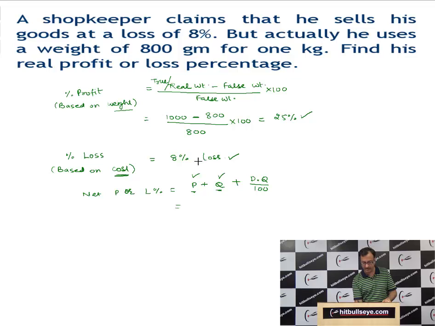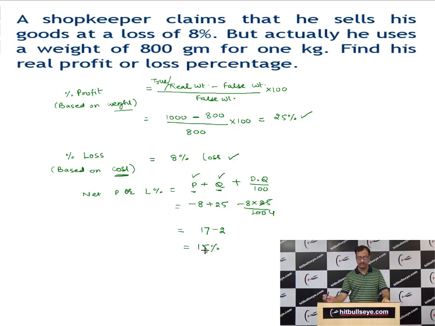So based upon price, there is a loss of 8%, so minus 8. Based upon quantity, there is a profit of 25%. So P into Q will be minus 8 into 25 upon 100, which on solving comes out to be 17 minus 2, or 15% net profit. So as we can observe, we are getting the same value of 15% which we can also get without using the formulas. So I hope this question is also clear to you.